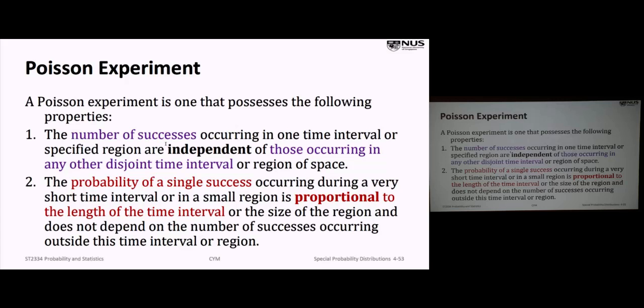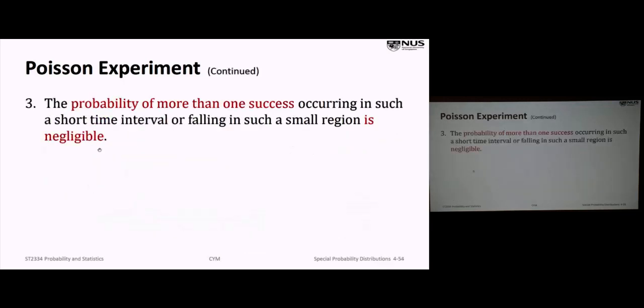Again, I don't think you learn anything out of this. The probability of a single success during a short time interval is proportional to the length of the interval, or the size of the region, and it doesn't depend on the number of successes occurring outside the interval or region. Anyway, the probability of more than one success occurring in a short time interval is basically zero. Negligible.